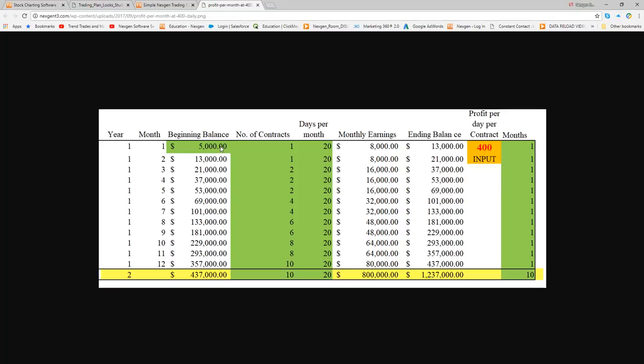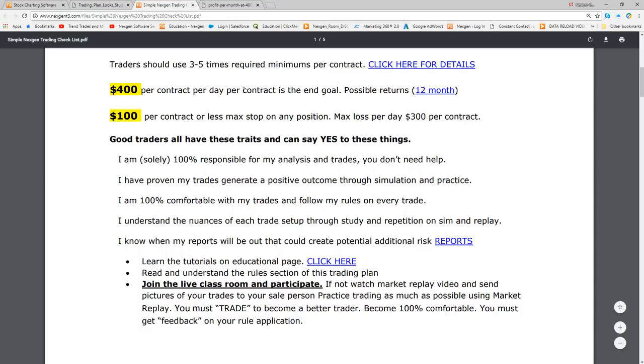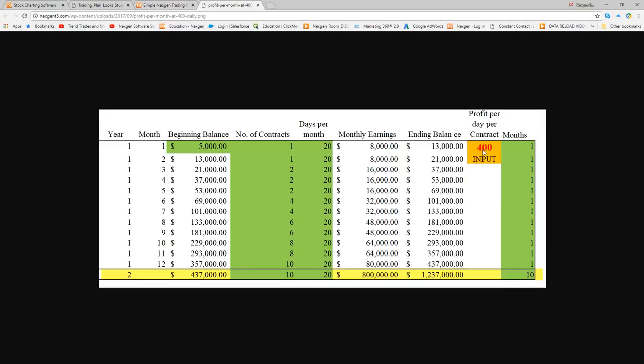In our trading plan, our goal for you guys is $400 a day. I want to put this in perspective. If you make $400 a day, or should I say when you make $400 a day, if you trade one contract with a $5,000 trading account, you're going to make $8,000 a month. That's ridiculous. It's over 150% return a month.